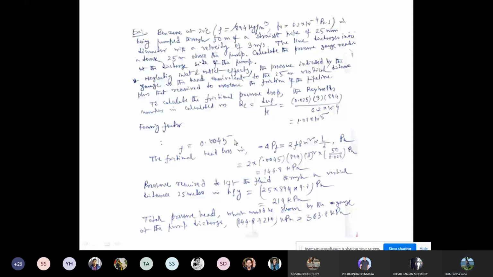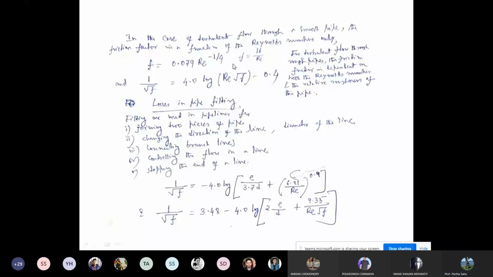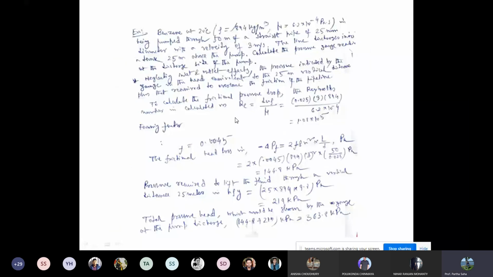Okay, so you have to use that expression. I think this expression is F equal to 0.079 times Reynolds number to the power minus 1/4, because it's a smooth pipe, there is no roughness. Okay, we calculate the friction factor. The frictional head loss, which we discussed in the previous slide, using this expression is 144.8 kilopascal.